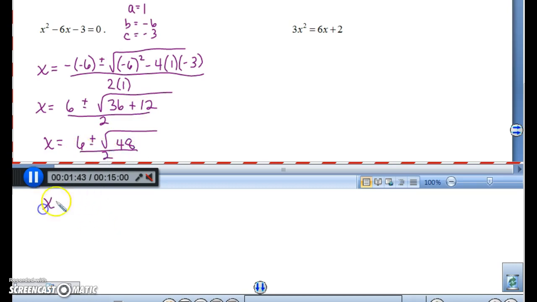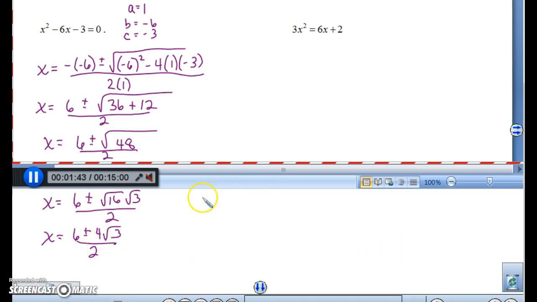Now, we need to simplify our radical. 48 has a perfect square in it. We want simplest radical form. Remember, 48 is 16 times 3. 16 is the biggest perfect square that goes into 48. So it's plus or minus the square root of 16 times 3, all over 2. So, square root of 16 is 4, square root of 3, all over 2.